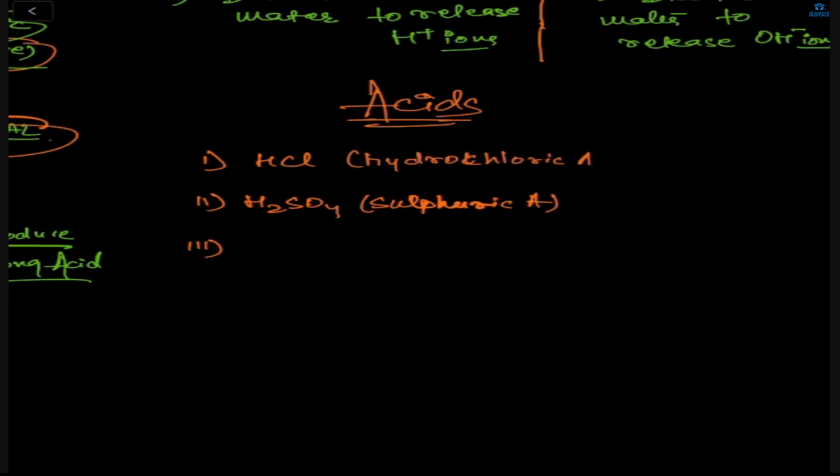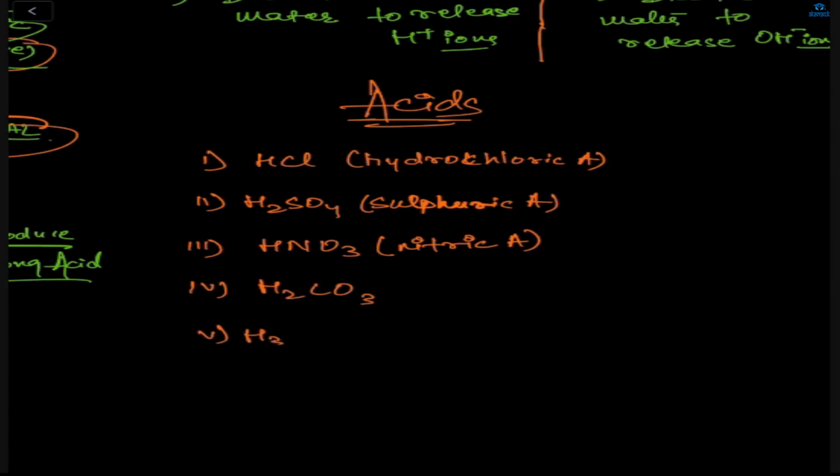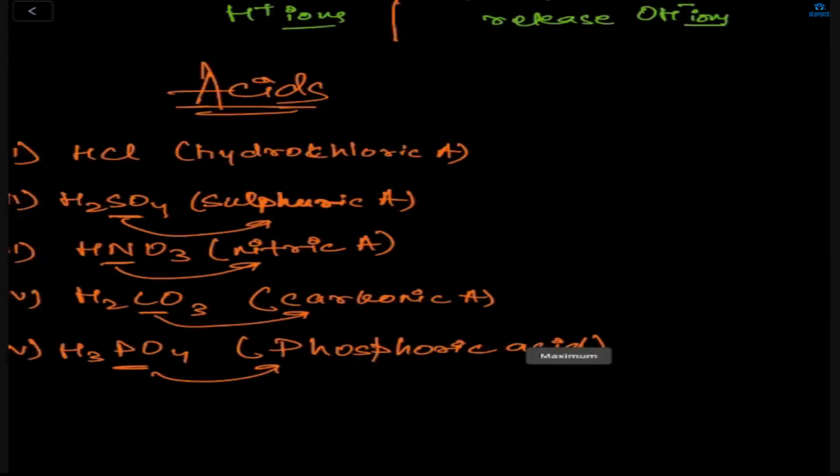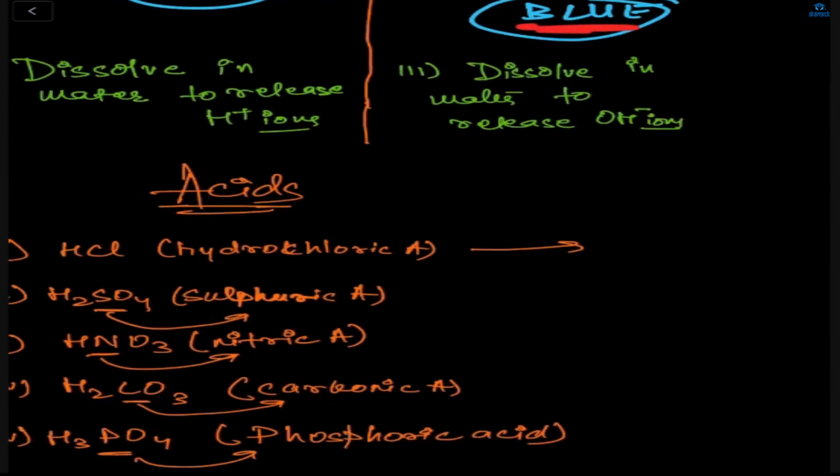And what is HNO3? Nitric acid. Now, H2CO3, any idea, Shazan? Don't know? Okay, this is carbonic acid. And what is H3PO4? You already know phosphoric, carbonic, nitric, sulfuric. Phosphoric acid. So if we dissolve these in water, they release H plus ions.